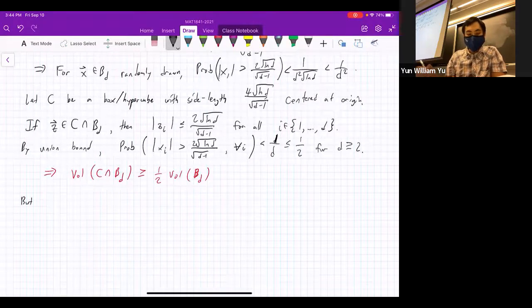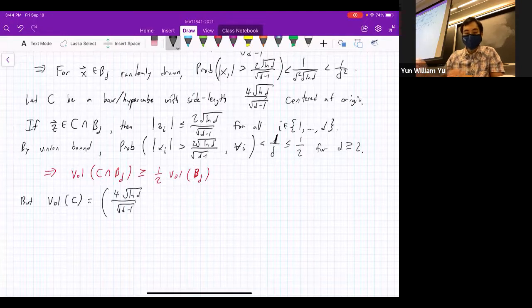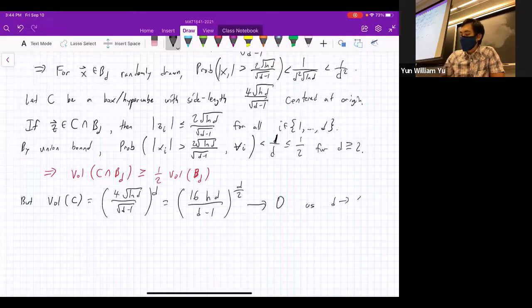But we know that the volume of C, well, it's just a box, and so it's pretty easy to compute the volume. It's going to be 4 times the square root of log d over square root of d minus 1, to the d power. And so that's equal to 16 times log d over d minus 1, to the d over 2 power. And that actually goes to 0 as d goes to infinity.